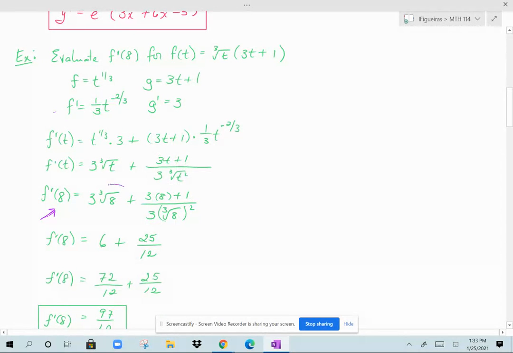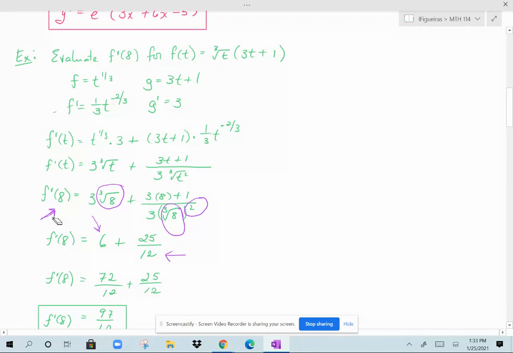So the cube root of 8 is 2, but when you multiply it by 3, you get a value of 6. Here, the cube root of 8 is 2. This time I square it, so that's 4. Multiply that by 3. That gives me 12 in the denominator.